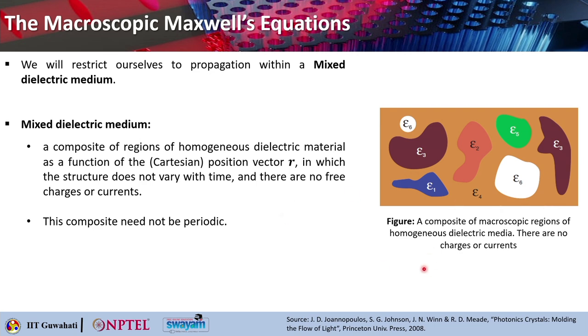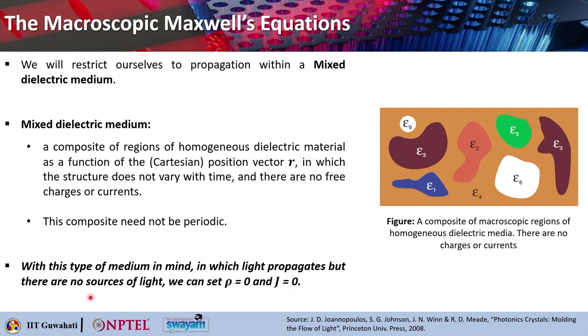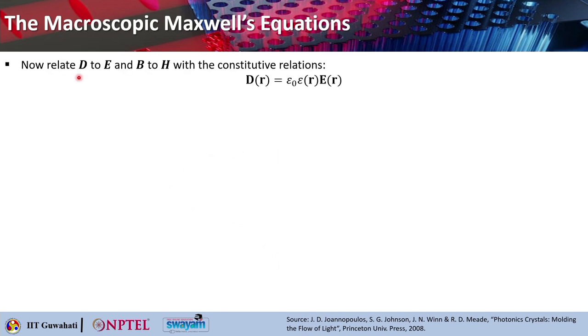What is important to note here is that there are no charges or currents, and this composite need not be periodic. With this type of medium in mind, in which the light propagates but there are no sources of light, we can set rho equals 0 and J equals 0. Now we relate the electric displacement field to the electric field, and the magnetic induction field or magnetic flux density to the magnetic field, and that is done via the constitutive relations.